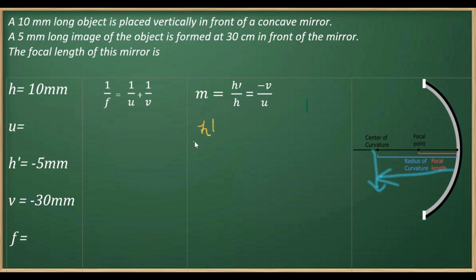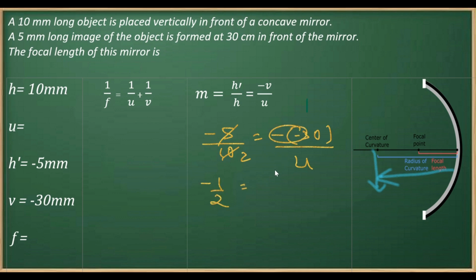H and h dash both are known to us. So h dash is minus 5 and h is positive 10, equal to negative of v. We have v as negative 30, so there are 2 minus signs, over u. Now this can be reduced by 5 times, giving minus 1 over 2 is equal to, these 2 minus signs will combine to give positive 30 over u. So by cross multiplication we are getting u as minus 60 centimeter.